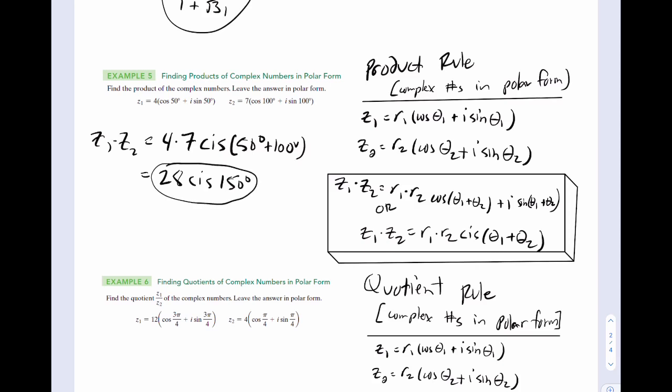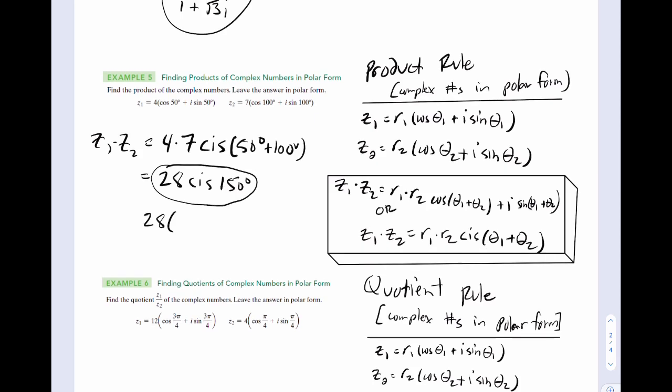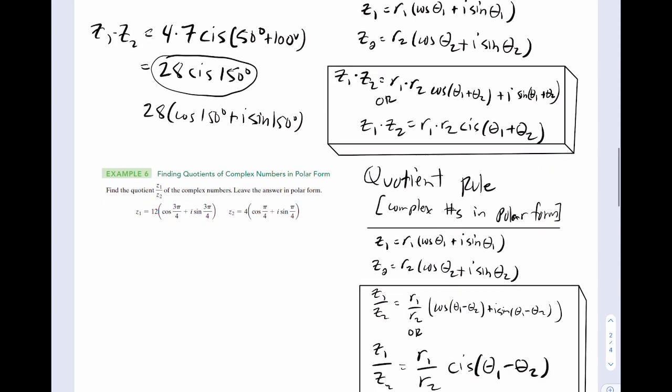And that's it. Now my math lab, I don't think they can take that notation, so on your homework you probably have to just write it out. 28 cosine 150 plus i sine 150. But again, for doing tests and quizzes, you can just write the cis version. I like that version better.